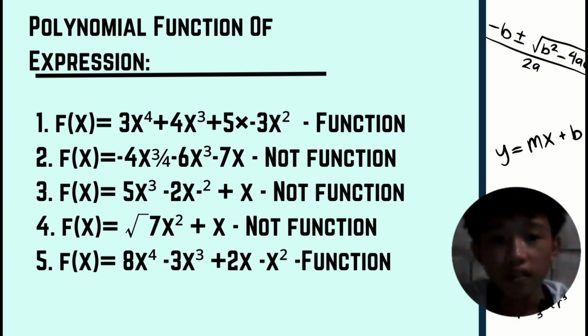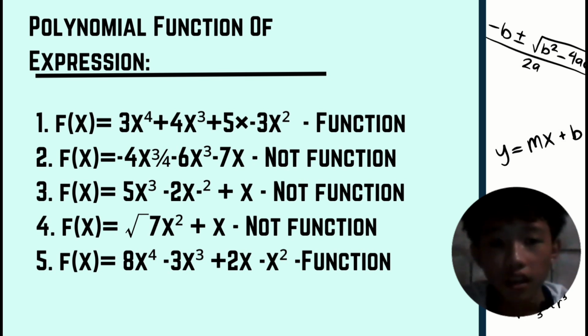Number 2. f(x) is equal to negative 4x raised to the 3/4 power minus 6x raised to the 3rd power minus 7x is not a polynomial function because the power of x in the first term is not a whole number. Number 3. f(x) is equal to 5x raised to the 3rd power minus 2x raised to the 2nd power plus x. This expression is not a polynomial function because the power of x in the first term is not a whole number. Number 4. f(x) is equal to the square root of 7x raised to the 2nd power plus x is not a polynomial function because the variable x is under a square root.